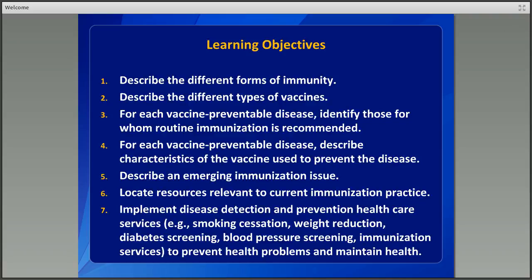Here are our learning objectives. At the conclusion of this session, the participant will be able to describe the different forms of immunity, describe the different types of vaccines. For each vaccine preventable disease, identify those for whom routine immunization is recommended. For each vaccine preventable disease, describe characteristics of the vaccine used to prevent the disease. Describe an emerging immunization issue. Locate resources relevant to current immunization practice. And implement disease detection and prevention healthcare services. For example, smoking cessation, weight reduction, diabetes screening, blood pressure screening, immunization services to prevent health problems and maintain health.